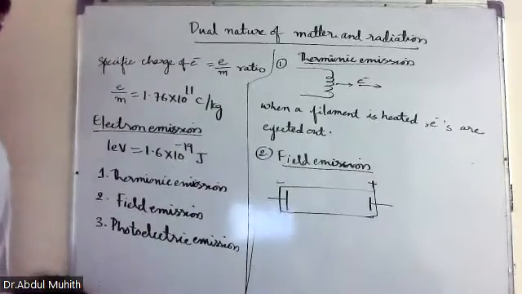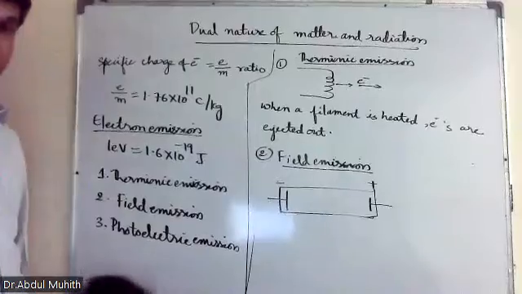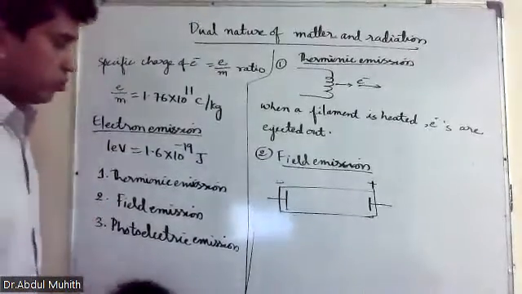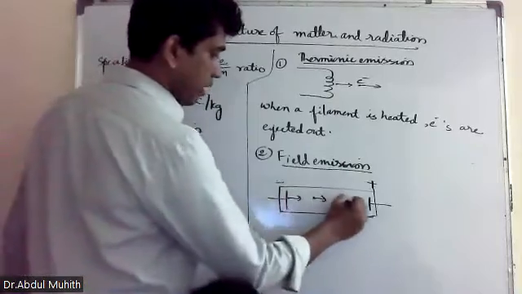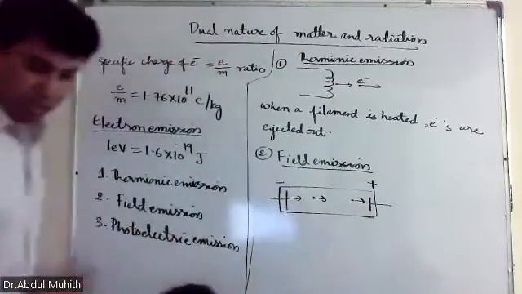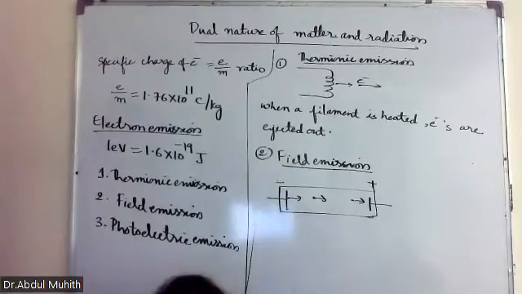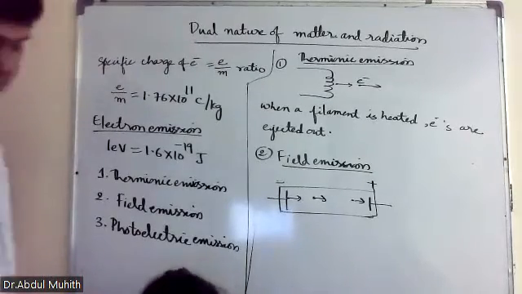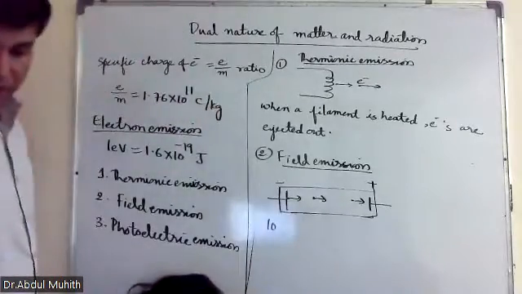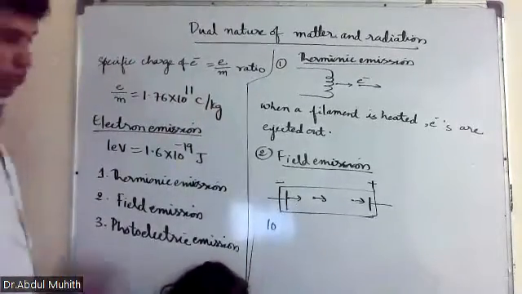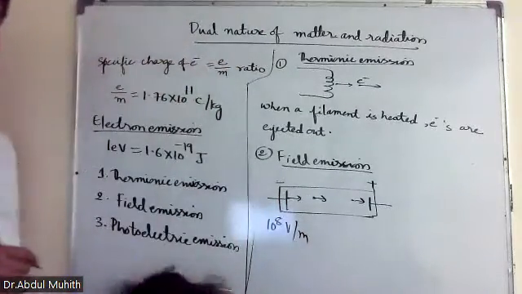So when you fill this tube with zero group elements, they won't react because zero group elements are very stable atoms. What will happen when you apply a potential difference across this? Electrons start moving from the negative plate to the positive plate. This type of emission is said to be field emission. How much is it? 10 to the power of 8 volt per meter. When you apply this much voltage, electrons start getting ejected out.